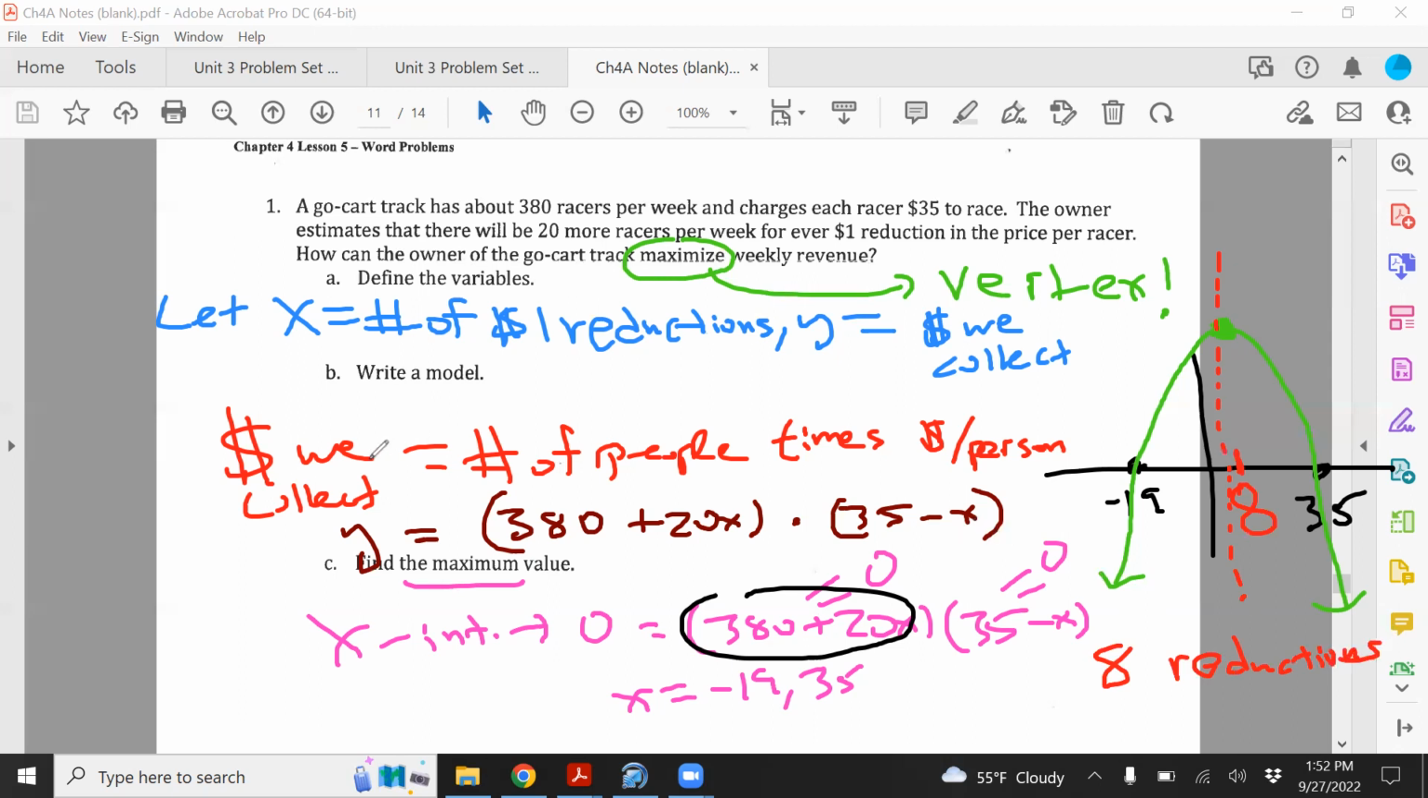So now I can get the price. y equals 380 plus 20 times 8, and then times 35 minus 8. So I've got to charge 27 bucks. I'll get more people coming, which is good. But this is the optimal amount, because if I reduce it too much, then I'm making less money, right? So you want to find the optimum amount. And then if you multiply it out, obviously use a calculator.